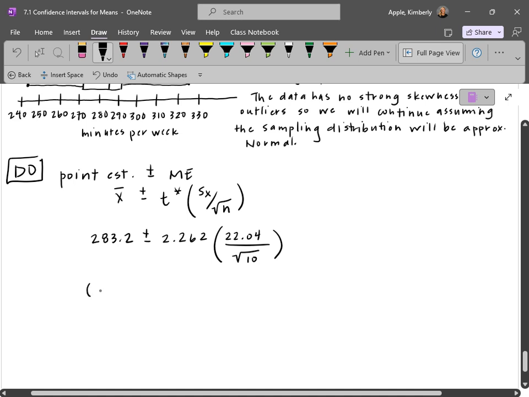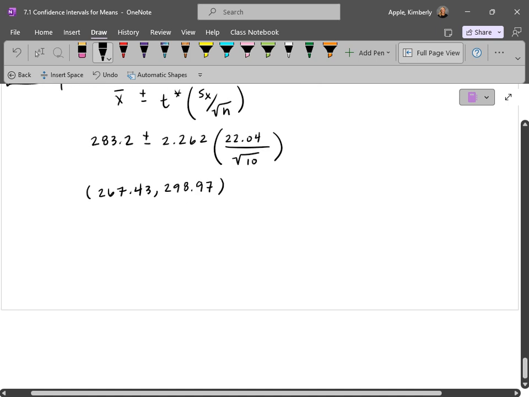Which is going to give us an interval of 267.43 to 298.97 roughly. All right. And now we can finally write our conclusion sentence, which is the same old run-of-the-mill conclusion sentence that we have been writing for a confidence interval for a super long time now.